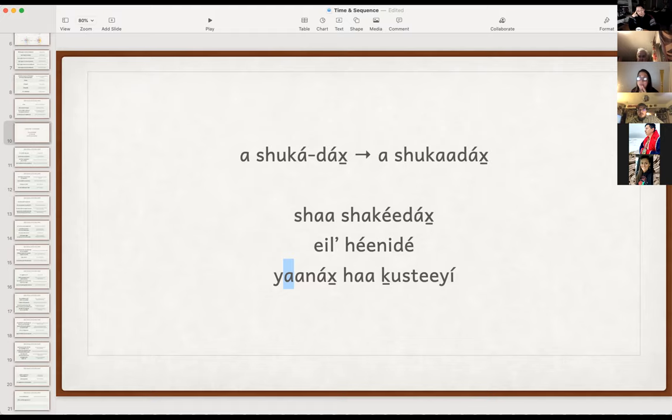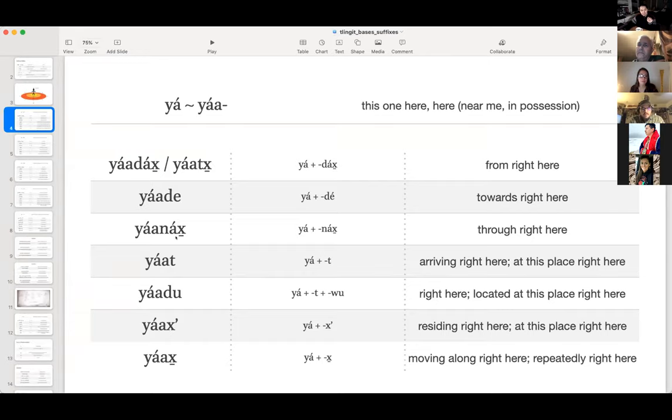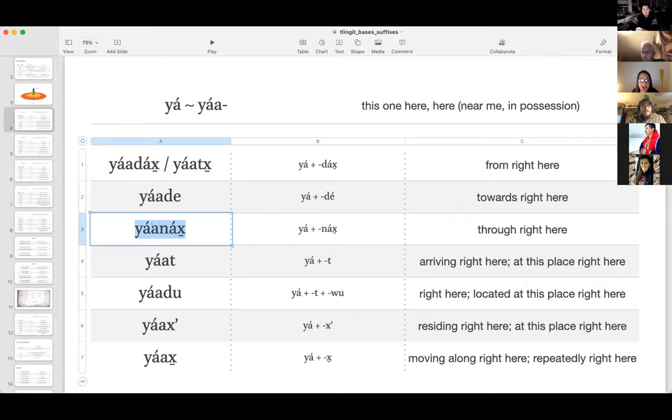because here we get into a question of whether this is along the face of it or through here. I would guess it's along the face of it. And this gets us to, we've been starting to move through this presentation about suffixes and bases and what happens. Let me find it. So this ya, which is right here, when you put dach, it stays high. So it goes long and high, and you get ya dach. So here you've got from right here, or in this case, nach, sorry. So you get through right here. You might say this for something that came right through here, like a bird flew right past me or something. And then you get ya nach.